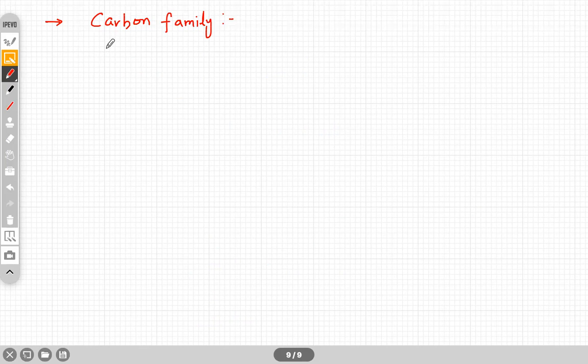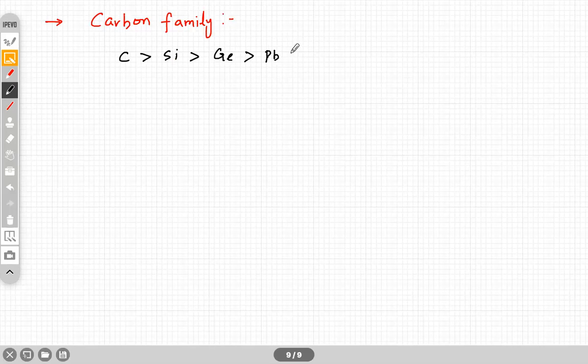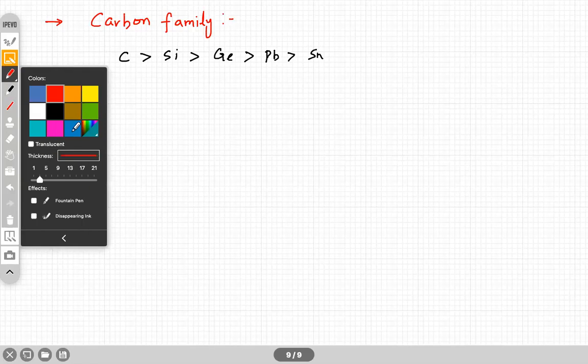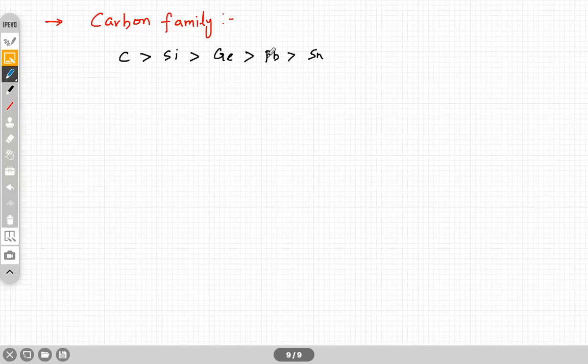Carbon family, you see. Carbon family, the order is carbon maximum ionization energy. Then we have silicon, down the group decreases, germanium, and then we have a change here: lead first, and then we have tin in the last. So we have a change here only in the last. That is because of lanthanide contraction. In lead, we have lanthanide contraction, and that's why the order is this.